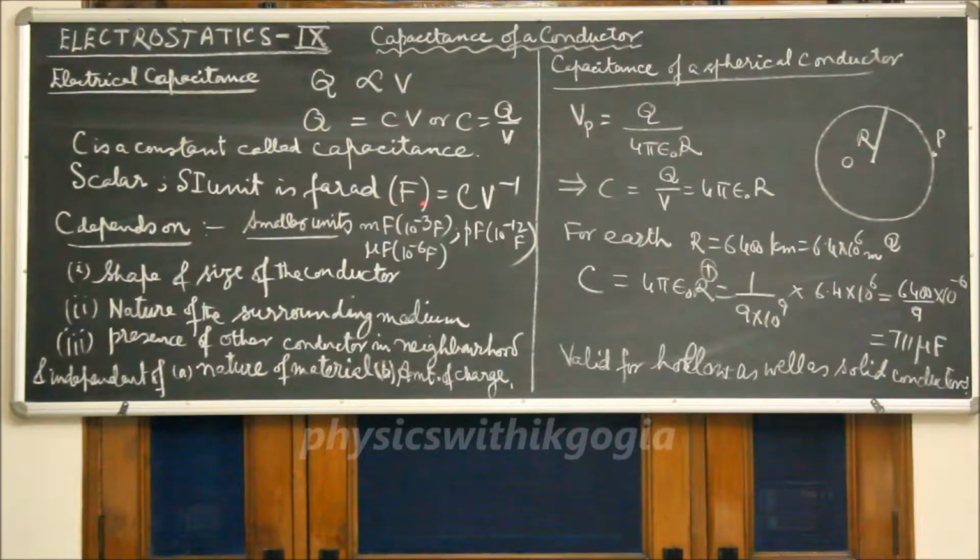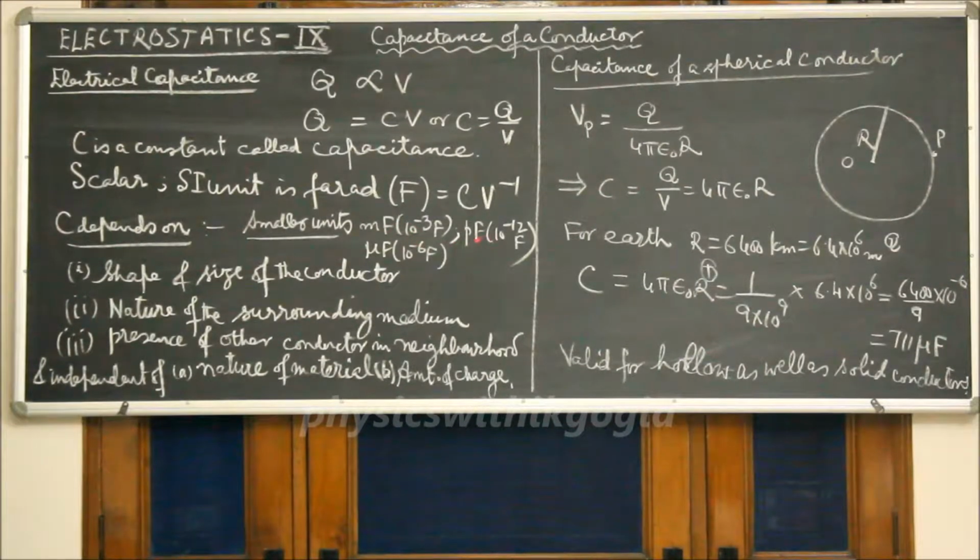However, farad is a very large unit of capacitance, so we make use of some multiples or smaller units. Millifarad, 10 to the power minus 3 farad, or microfarad, 10 to the power minus 6 farad. Even nanofarad is used, 10 to the power minus 9 farad, and picofarad, which is also written as micromicrofarad, or 10 to the power minus 12 farad.